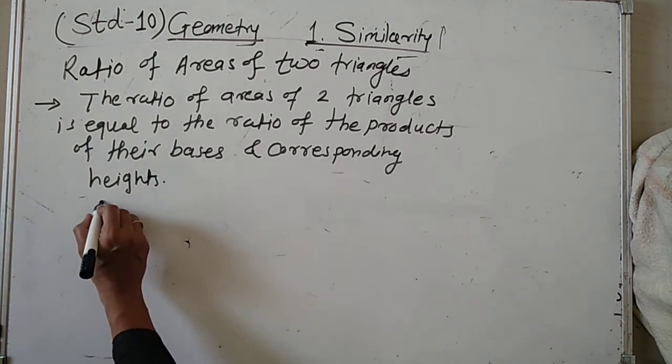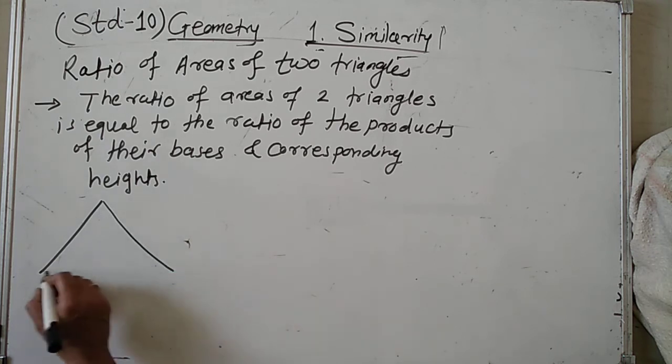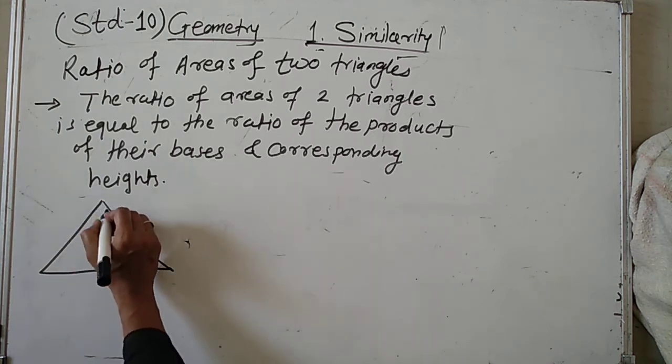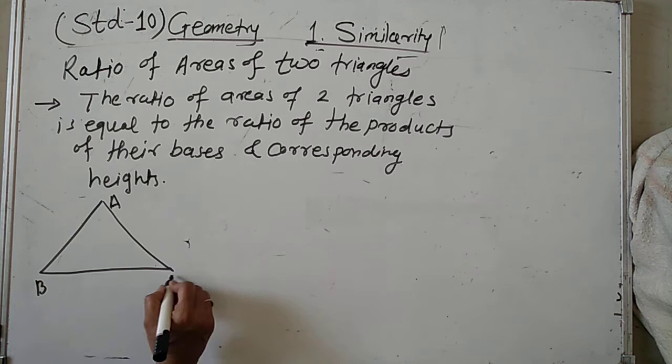Let's consider the two triangles. Triangle 1 is triangle ABC.